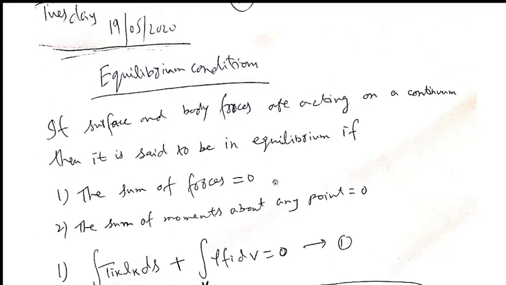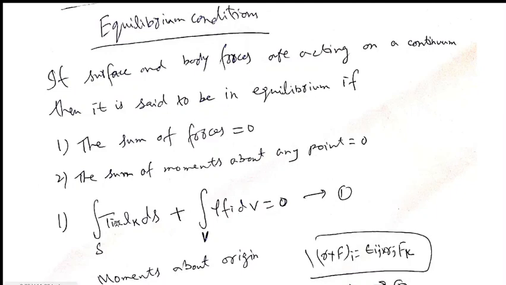The first one is that the sum of forces equals 0. Sum of forces means total surface force plus body force equals 0. Then the sum of moments about any point, basically the torques produced due to these two forces, equals 0. The sum of torques produced by these two forces equals 0.